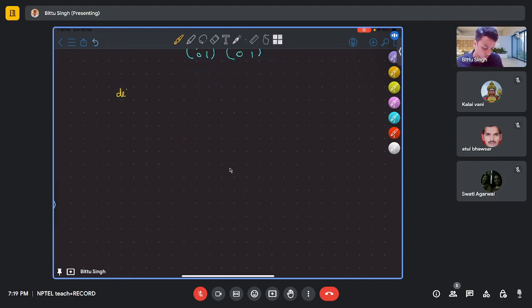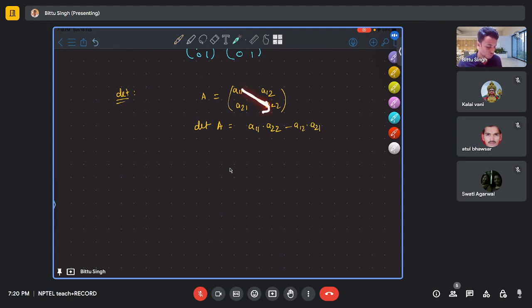So, the determinant of a matrix. Consider the smallest example, a 2 by 2 matrix with entries a11, a12, a21, and a22. Then the determinant of A is a11 times a22 minus a12 times a21. You multiply those two things, then subtract this. This is the determinant.